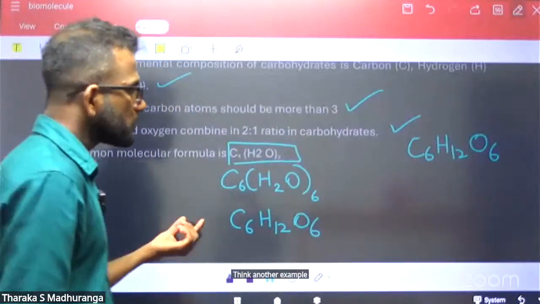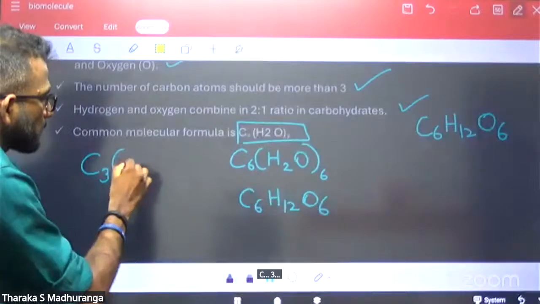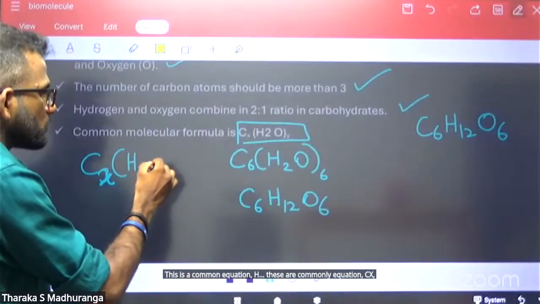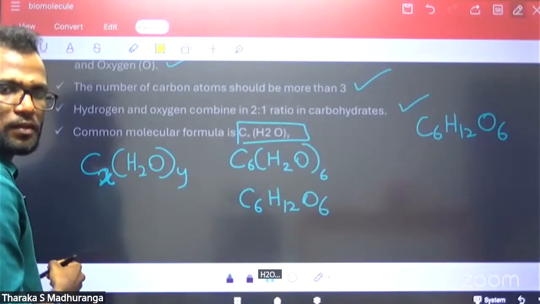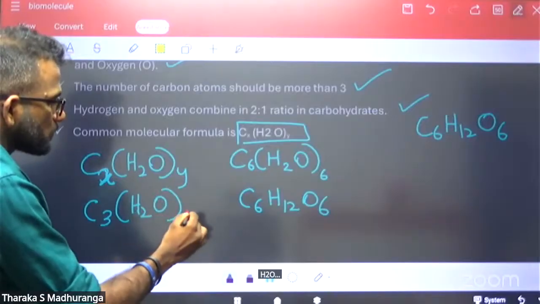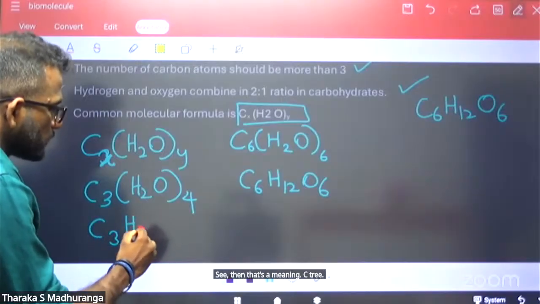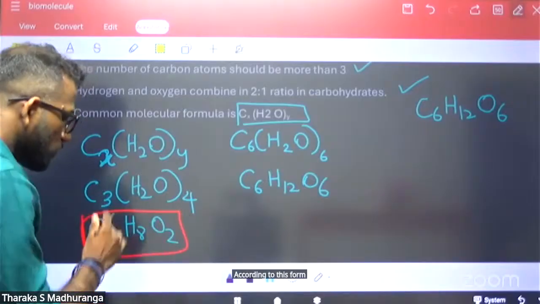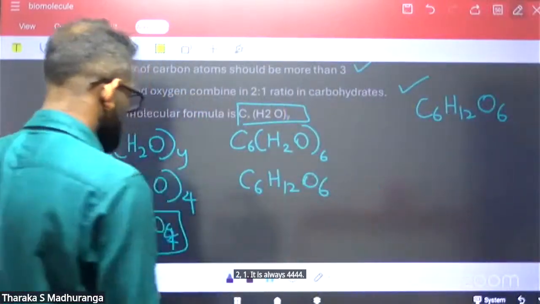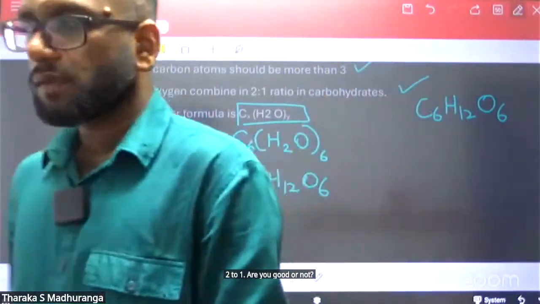Think of another example. C3. This is a common equation, CxH2yOy. Make it up with C3H8O4. That's the meaning. According to this formula, always the hydrogen oxygen ratio, what happened? 2 to 1. Hydrogen 8, oxygen 4, ratio 2 to 1. Are you good or not? Clear?